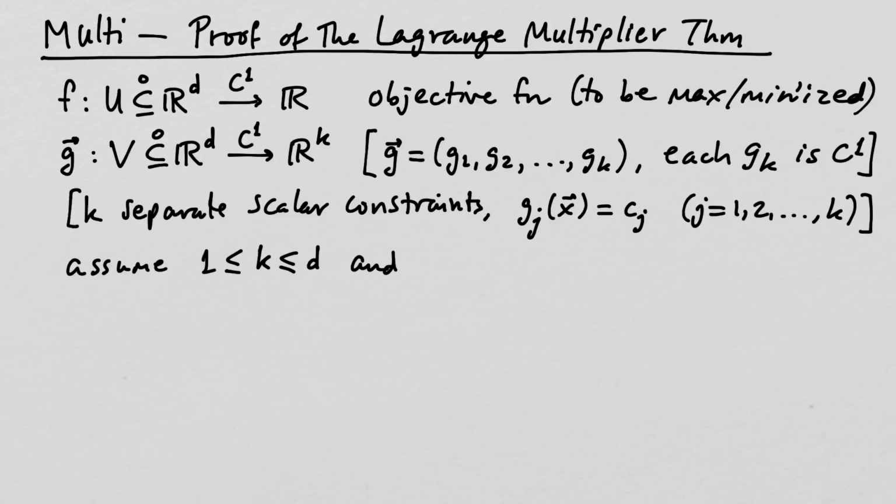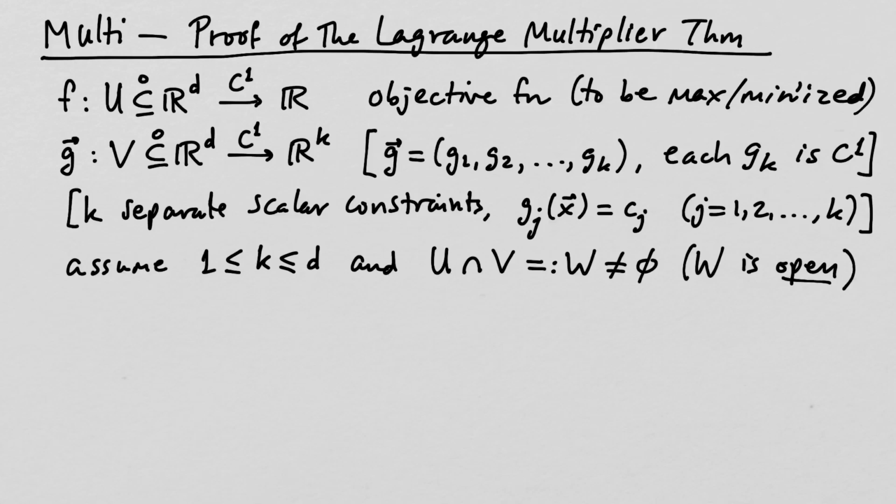Okay? And we're also going to assume that the two domains, U and V, have a non-empty intersection, which we're going to call W. And notice that W is also open. The reason is that U and V are both open, by assumption. Remember, that's what this little circle here means. U is an open subset of D-space, and V is also an open subset. Now, in general, intersections of open sets are not necessarily open if you have an infinite number of them. But if you have only a finite number of them, such as 2, the intersection is also an open set, as we proved a long time ago.